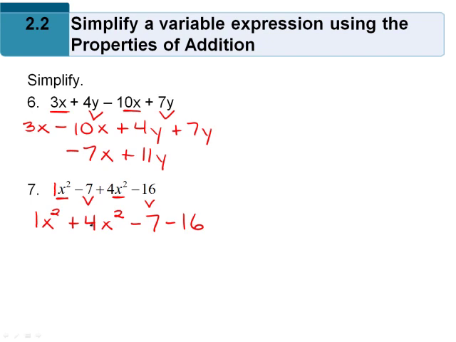Okay? So the first part's not too bad. 1x squared plus 4x squared would be 5x squared. Now look at the two constants. Negative 7, sign goes with the 7, and negative 16. The signs are the same. So the rule is add and keep the sign. So that would be negative 23. So we end up with 5x squared minus 23.